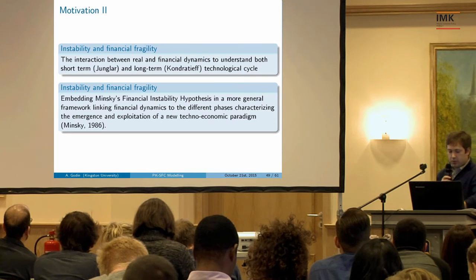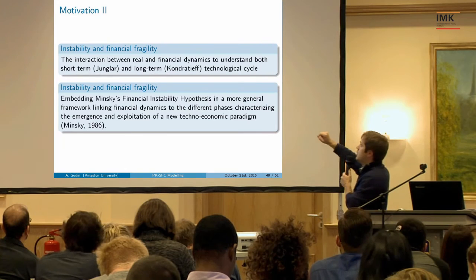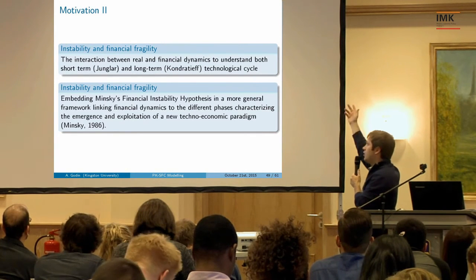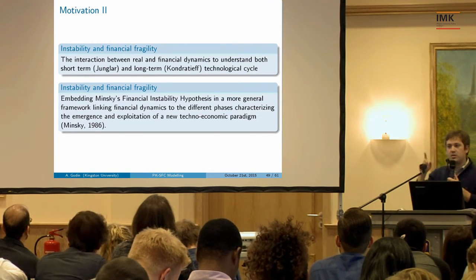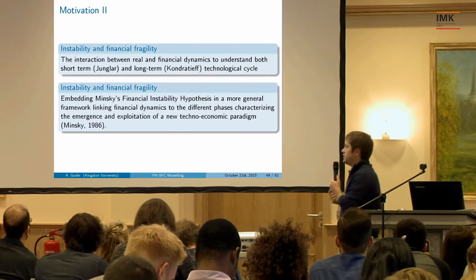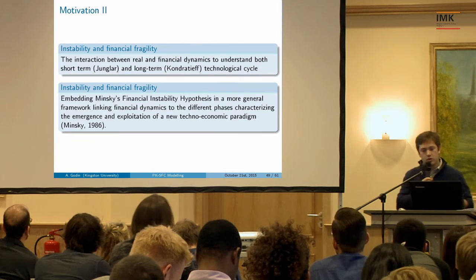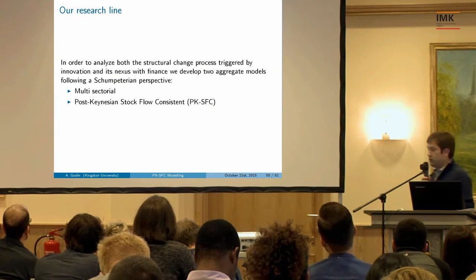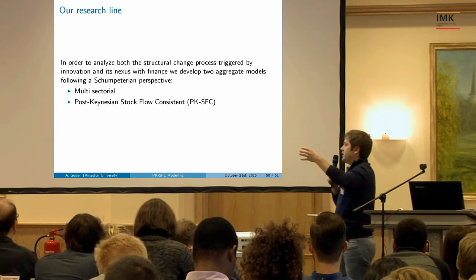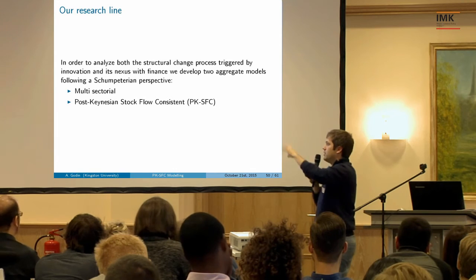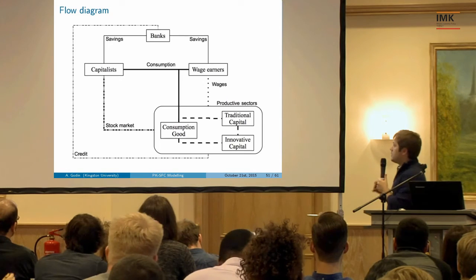Which is what brought us to do this model. So we want to understand the interaction between real and financial dynamics to understand both short-term and long-term technological cycles. And we need to embed Minsky's, and remember Minsky was a student of Schumpeter, so his notion is still there, financial instability hypothesis in a framework. So we tried to build a model of technological change with a Schumpeterian/Minskian perspective, and we have a multi-sectoral model within a post-Keynesian Stock-Flow consistent model. So that's the model we are looking at.